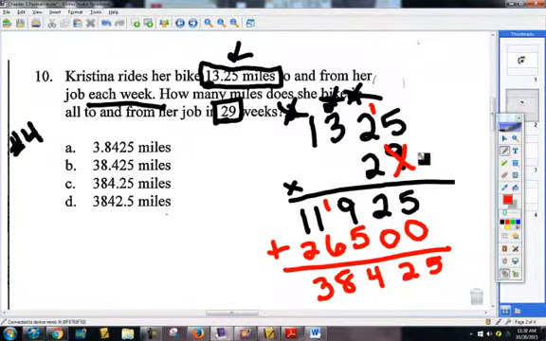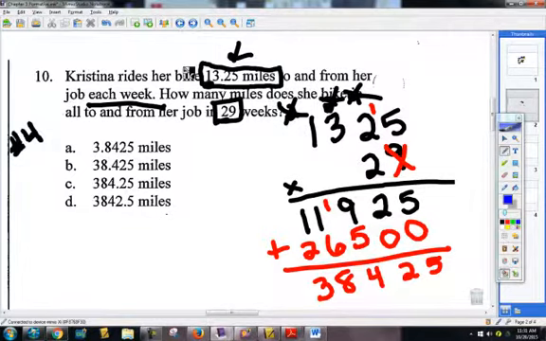Now, is 1,325 times 29 going to be 38,425? No. I'll ask the question again. Is 1,325 times 29 going to be 38,425? Yes. Because I'm just multiplying it without the decimals. That definitely is what it equals. Is that the answer to the problem?